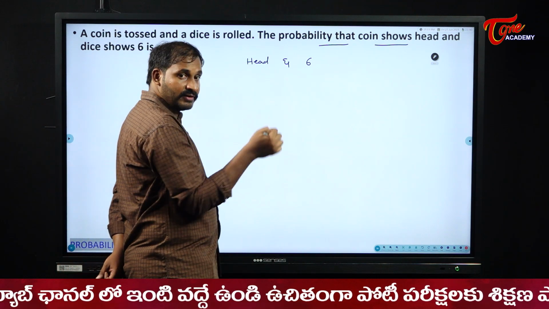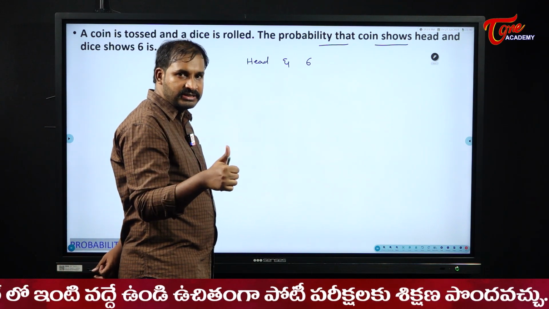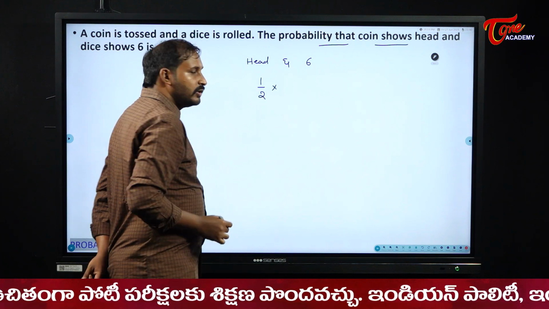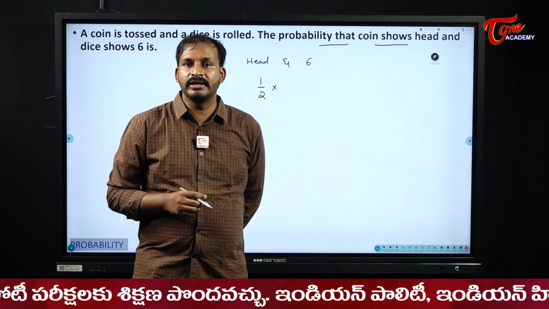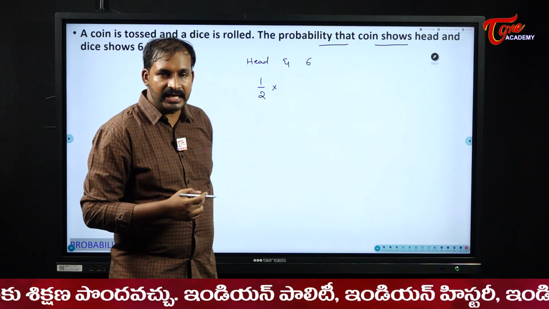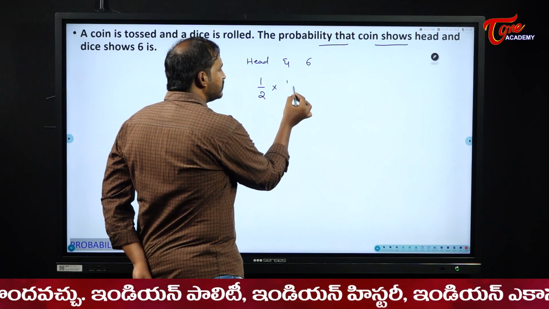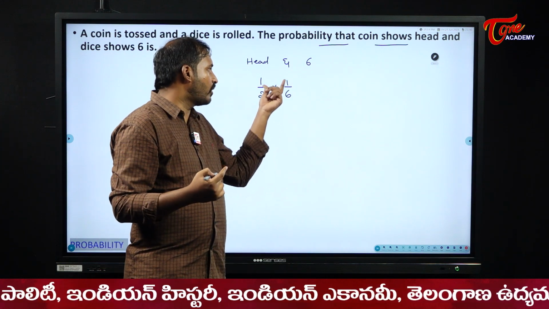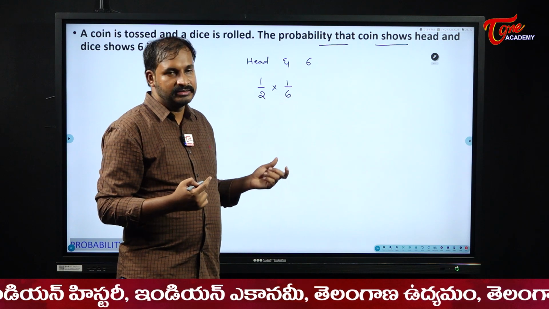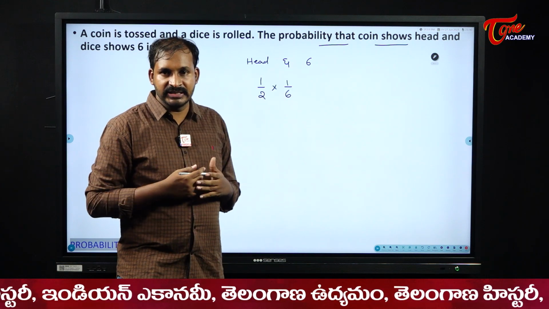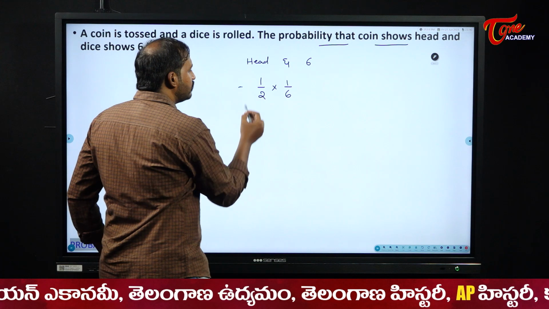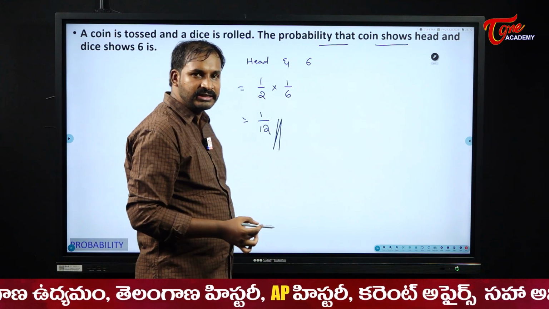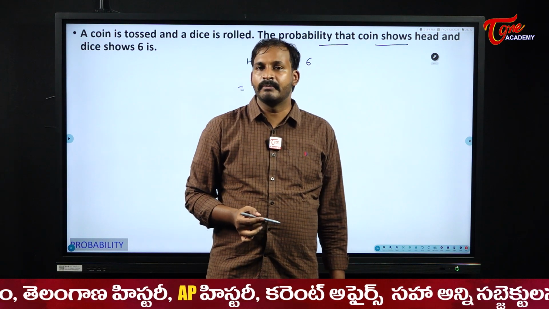When one coin is tossed, what is the probability to show head? 1 by 2, into, when one dice is thrown, what is the probability to show 6 as my outcome? 1 by 6, right? Total 6 outcomes, and 6 is also one of the outcomes. So 1 by 2, probability of this, into probability of this. And already we discussed, 'and' means into. So what happens to this one now? 1 by 12. So the probability to get head and 6 together is 1 by 12.